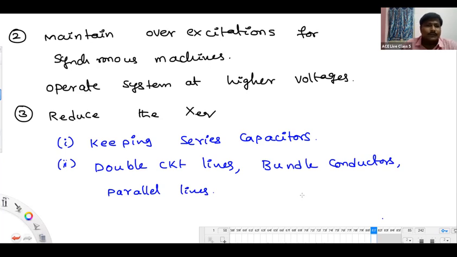Okay, yeah. So these are some techniques. There is one more technique to increase the maximum power transfer capacity that I'm saying as a fourth one, that is the midpoint compensation technique.